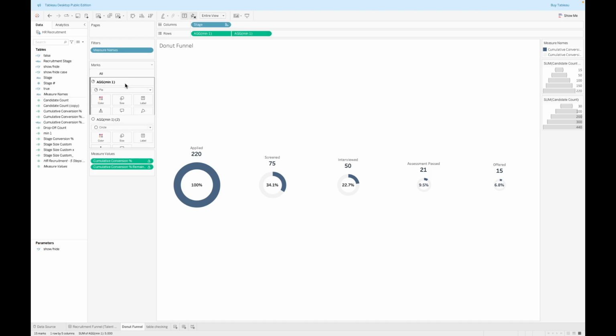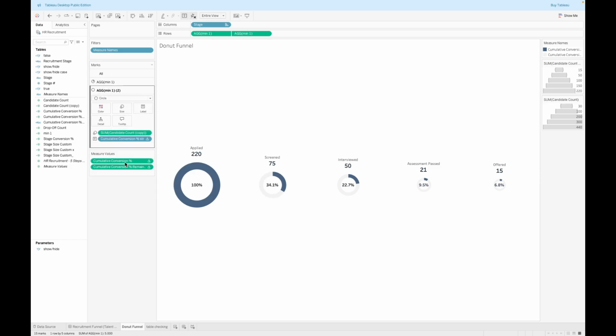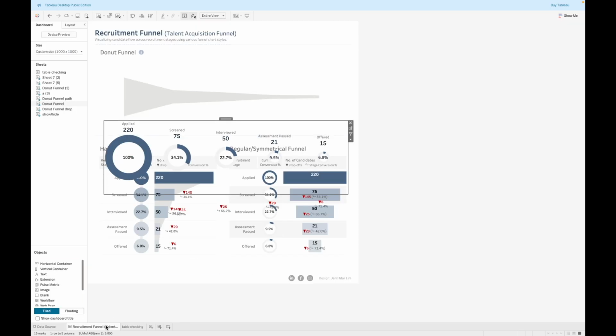For the pie chart, text labels are selected as top to get the vertical alignment on top of each donut. Similarly, the circle mark is aligned for the center label to showcase the actual percentages. Now let's take a look at the funnel chart itself.